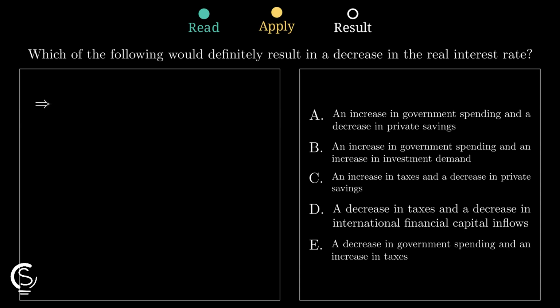A decrease in government spending reduces the budget deficit, which increases the supply of national savings. This shift lowers the equilibrium real interest rate in the loanable funds market. Let's go.